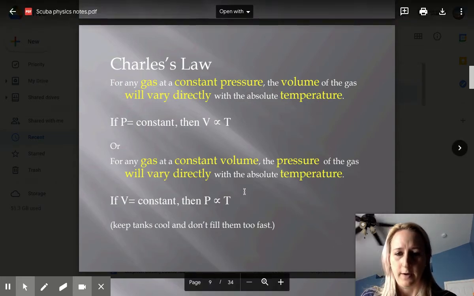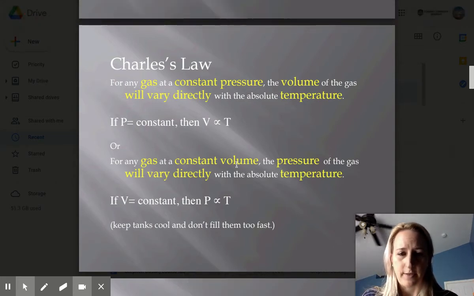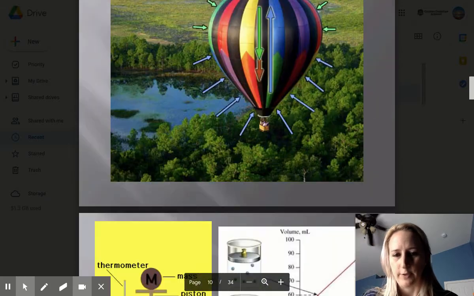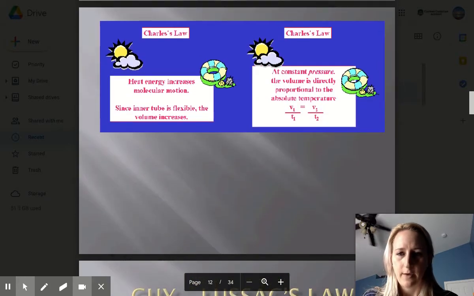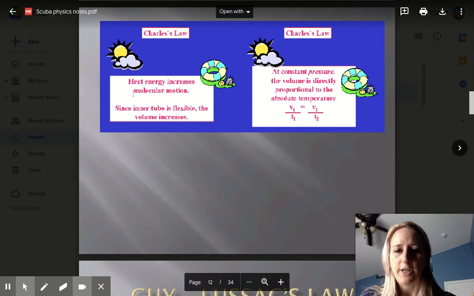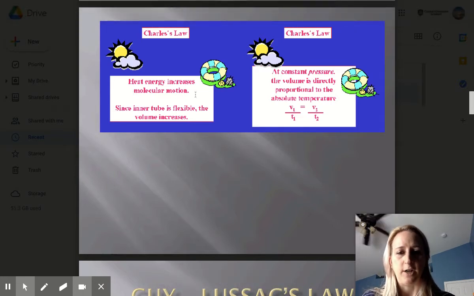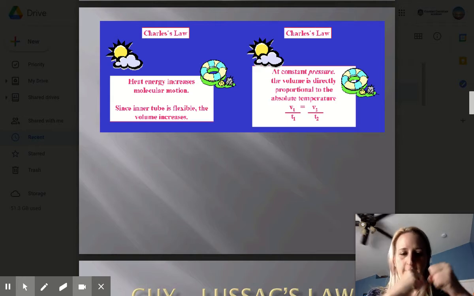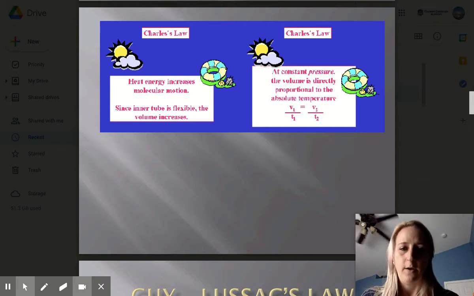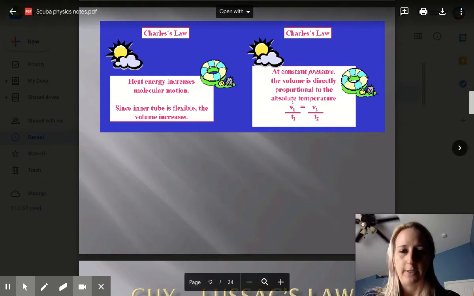Same thing with the pressure. Well, let's go into that one real quick. So Charles' Law, heat energy increases molecular motion. Let's talk about that. Temperature, real quick, is a measurement basically of how fast molecules are moving. So the higher the temperature, the faster the molecules are moving. The lower the temperature, the slower the molecules are moving.